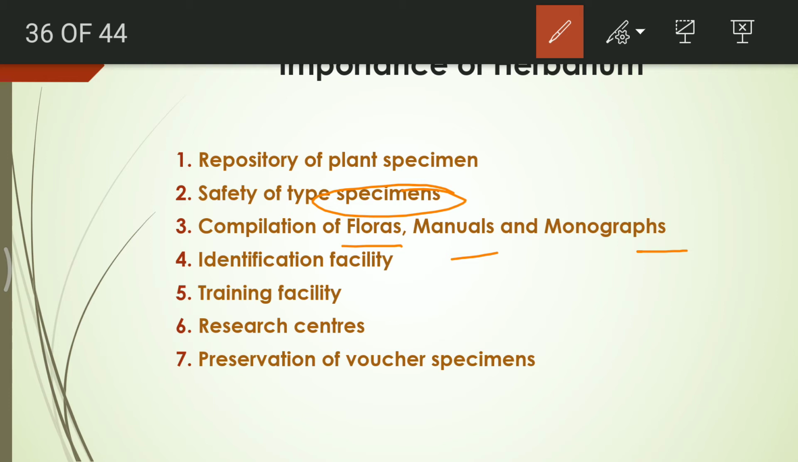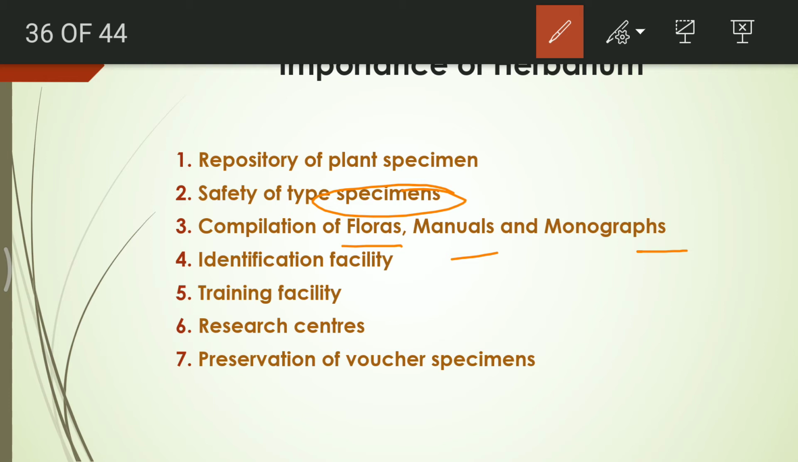Research centers are also built up with the help of these herbarium sheets. Research centers have a shelf or an area where herbarium sheets are present, so that the taxonomist can always look up to the specimens, live specimens, dried specimens, in order to find out what kind of difference there is amongst the organisms.